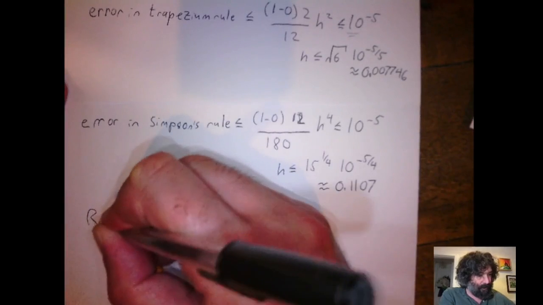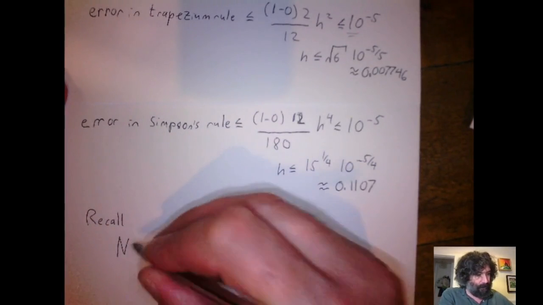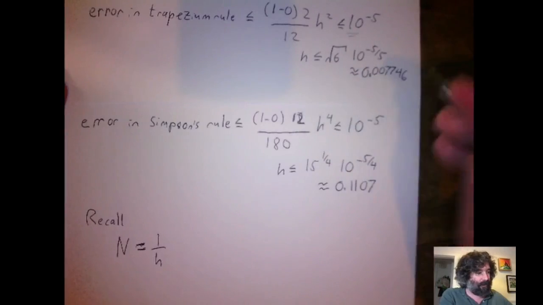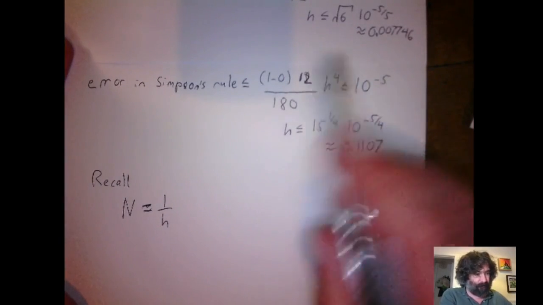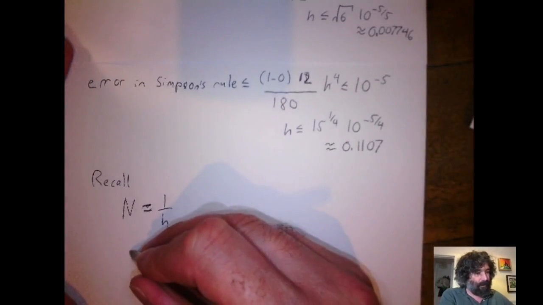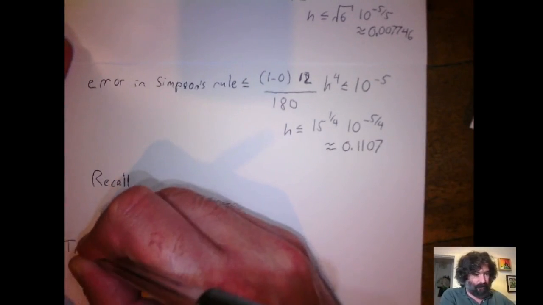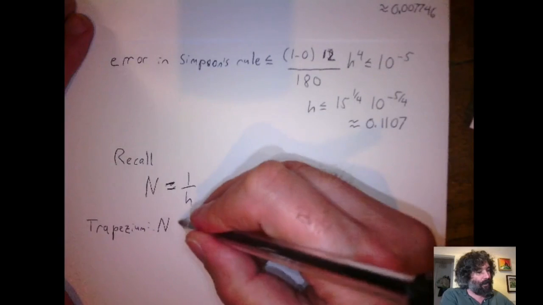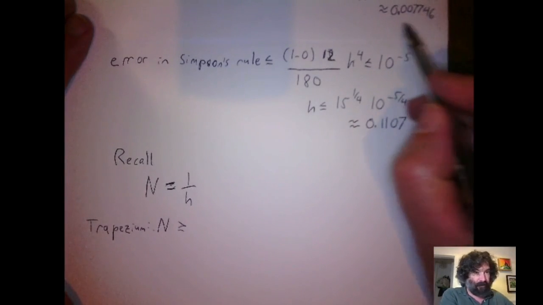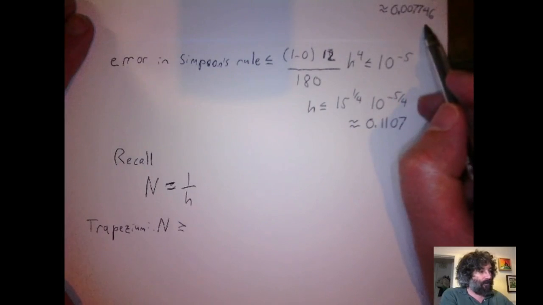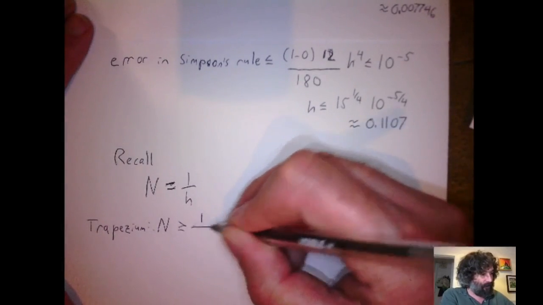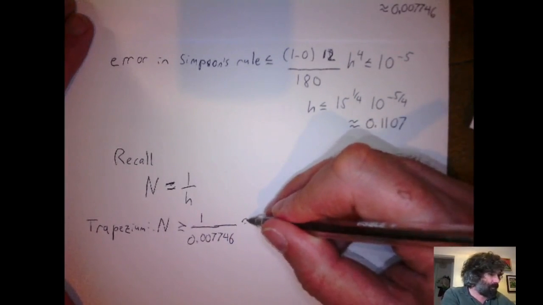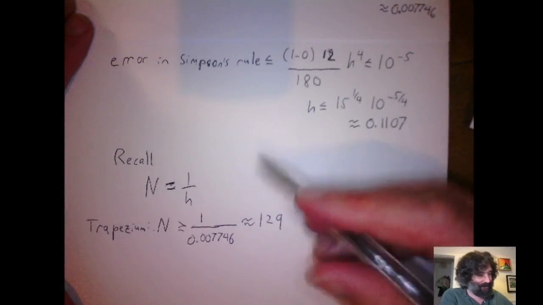So recall n, the number of intervals, is equal to 1 over h. And so we can figure out what n should be based on these. First, the trapezium rule: n has to be greater than or equal to 1 over this value, which is the maximum value of h that we can use. So it has to be greater than or equal to 1 over 0.007746. And that's approximately 129. n has to be an integer, so we round to an integer here.